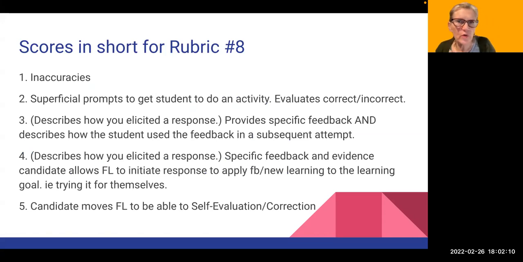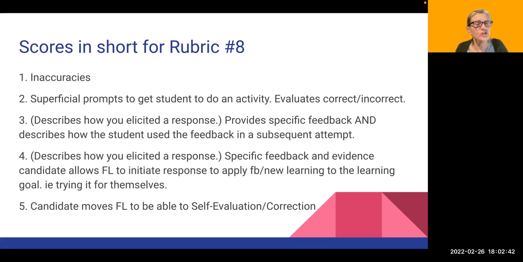So the scores for Rubric 8, if I shorten them down to a quick list: you get a level 1 score if you provide feedback but it's inaccurate. You get a level 2 if you prompt your student to answer, they answer, and then you tell them if it's right or wrong. Hey, Timmy, what's the answer to number 5? 3. Good job, Timmy. That's it. That's your 2.